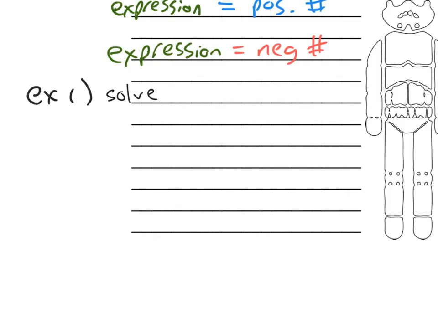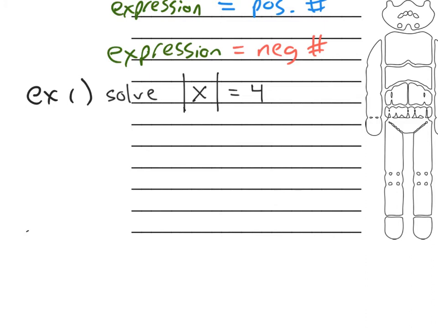Let's start with the easy one, where we're just looking at the absolute value of x. And they're telling us it's equal to 4. So we're looking for possible values of x to make that true. A lot of us right now in our head are going, oh, I know the answer. What is it? 4 or negative 4.